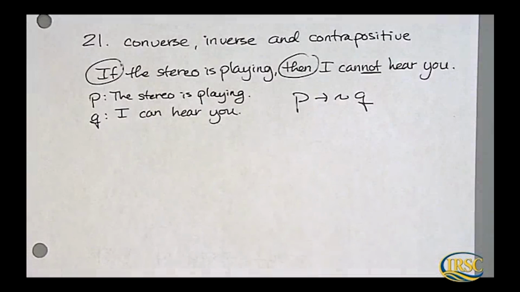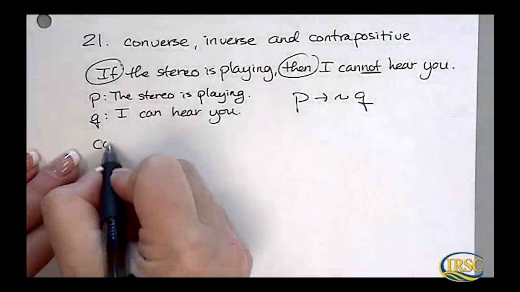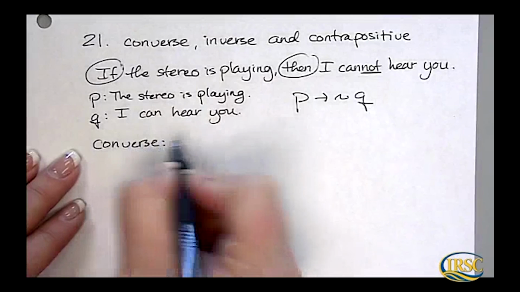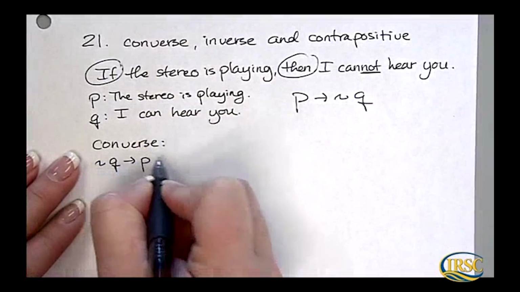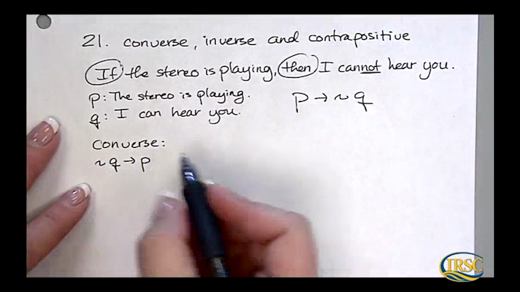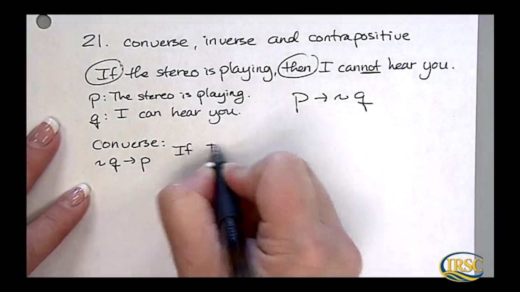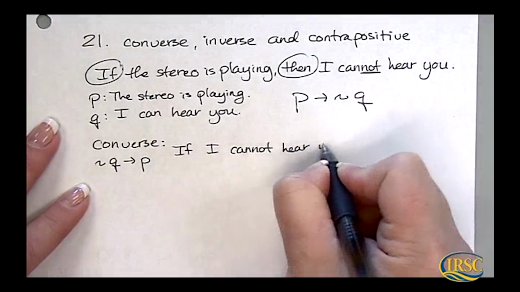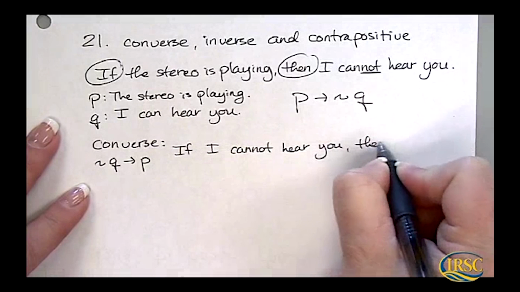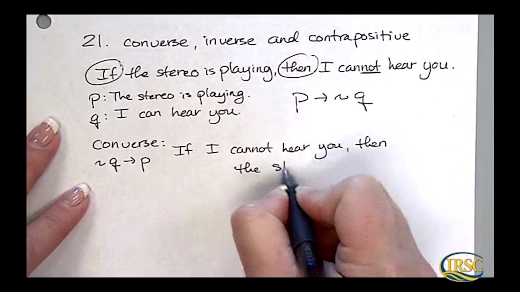Okay, so if you're going to find the converse of this conditional statement, what do you have to do? Just reverse. Good. Okay, so the converse means reverse the order. So I'm going to have, if not Q, then P. So in words, I would write, if I cannot hear you, then the stereo is playing.